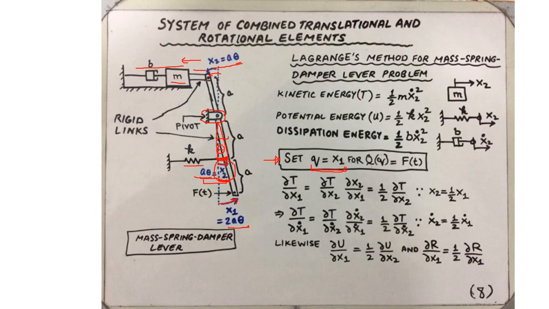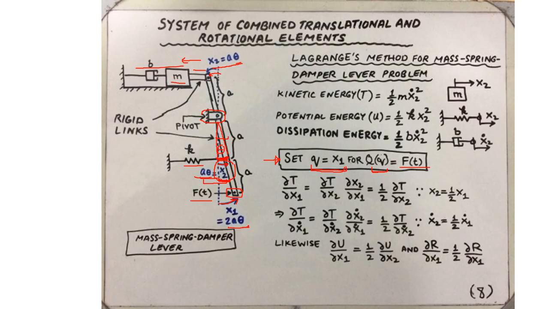Then the corresponding loading function, capital Q, that is associated with the displacement x1, we need to identify the point where the force is applied. This point is here. Over here, we have a loading in the form of force. So by necessity, this capital Q must be set equal to the force F of t. This is the input force applied to the bottom end of the lever.